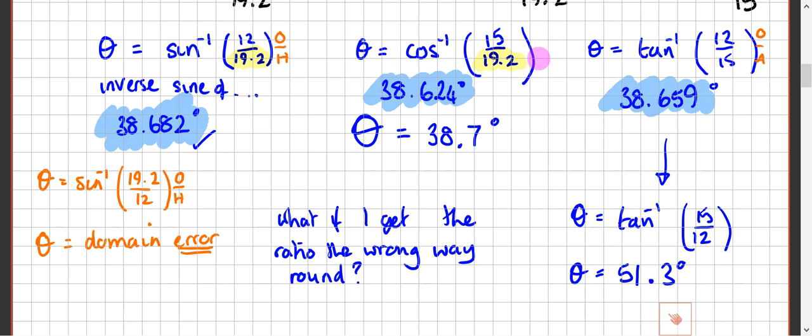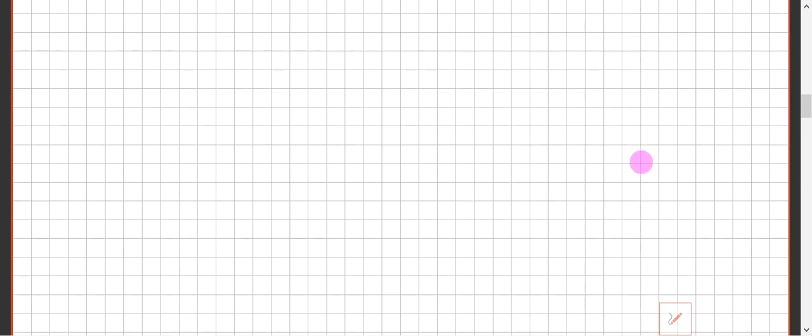That's always the thing. If you make a mistake with sine or cosine, if you get the opposite and adjacent wrong, you're not going to know from that. But if you get the ratio the wrong way up, you will at least get an error on your calculator. Which is nice to know. But tangent, no check.